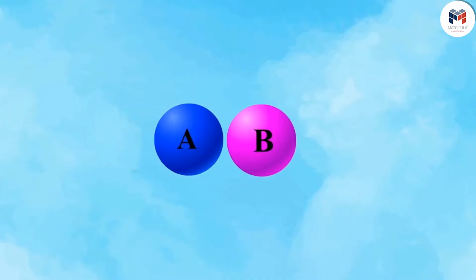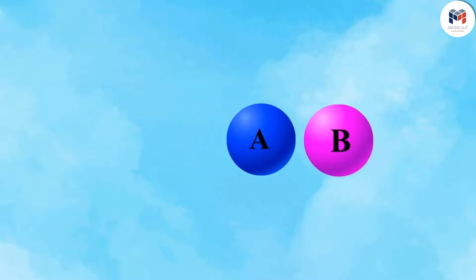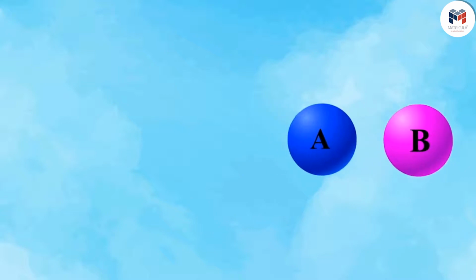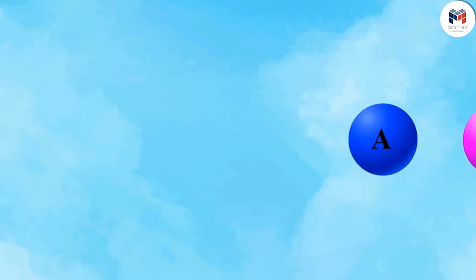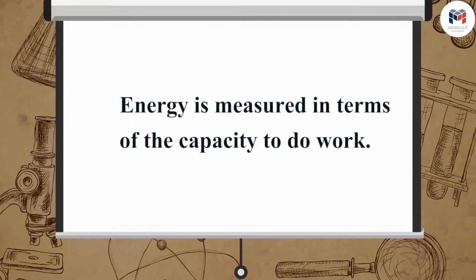Suppose a ball A exerts a force on another ball B. On doing this, ball A transfers its energy to ball B. Then, after receiving the energy, the ball B possesses the capacity to do work. Therefore, we can say that any object that has energy can do work. Thus, energy is measured in terms of the capacity to do work.